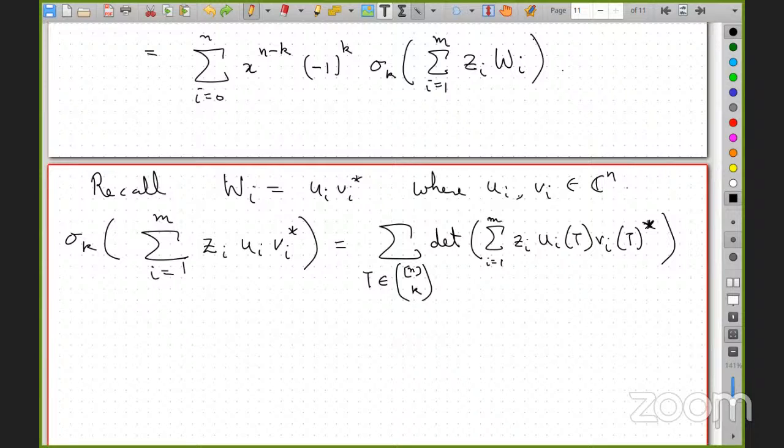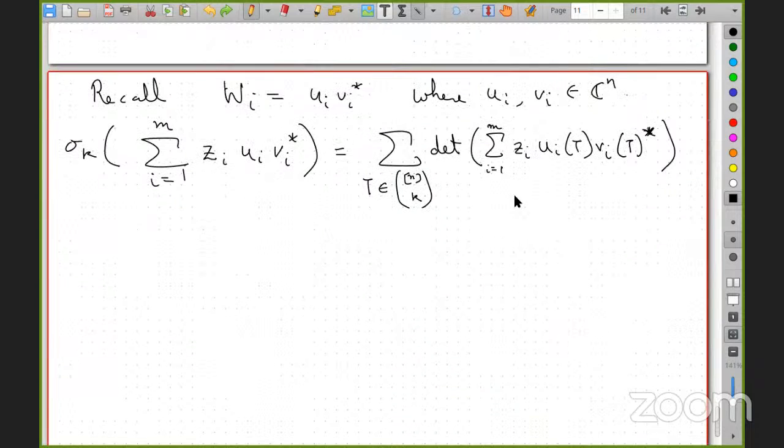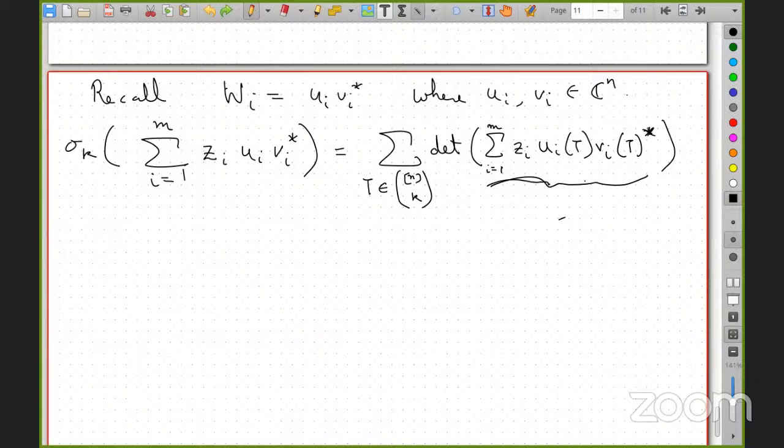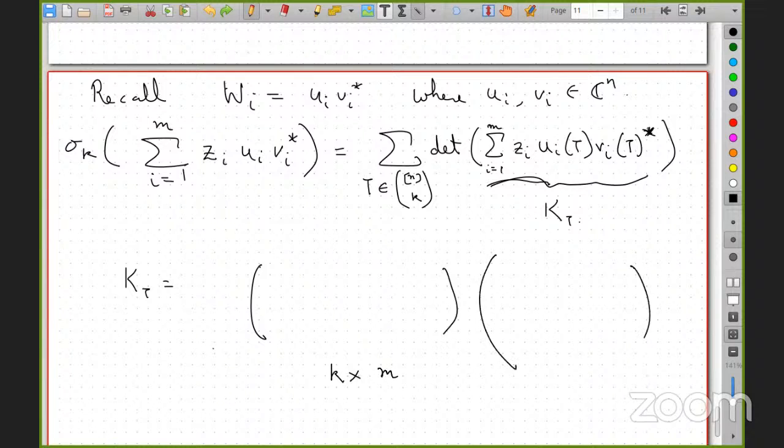So far so good, but there are still some things left. So what is the setup now? What is this matrix? Let's call it KT. So this KT looks like this. You have a K cross M matrix here, and an M cross K matrix here.